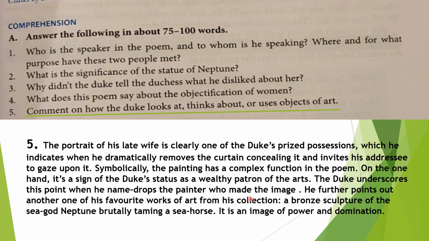He further points out another one of his favorite works of art from his collection, that is a bronze sculpture of the sea god Neptune brutally taming a seahorse. It is an image of power and domination. So these are the 5 short answers, students. Now we move on to the long answers.